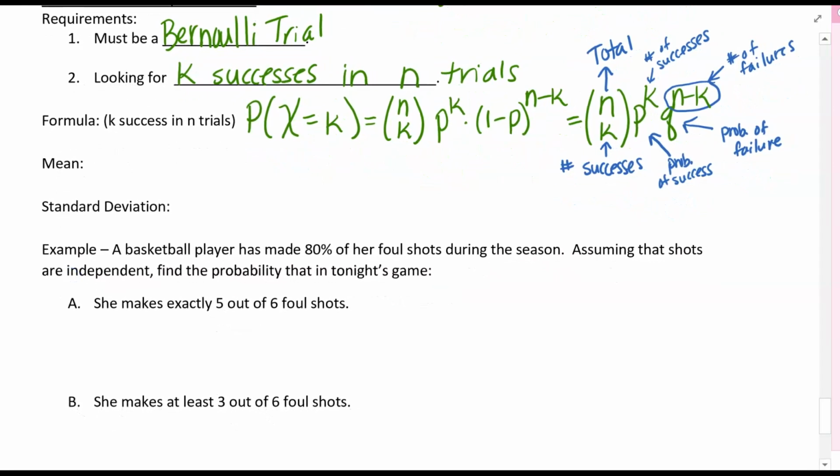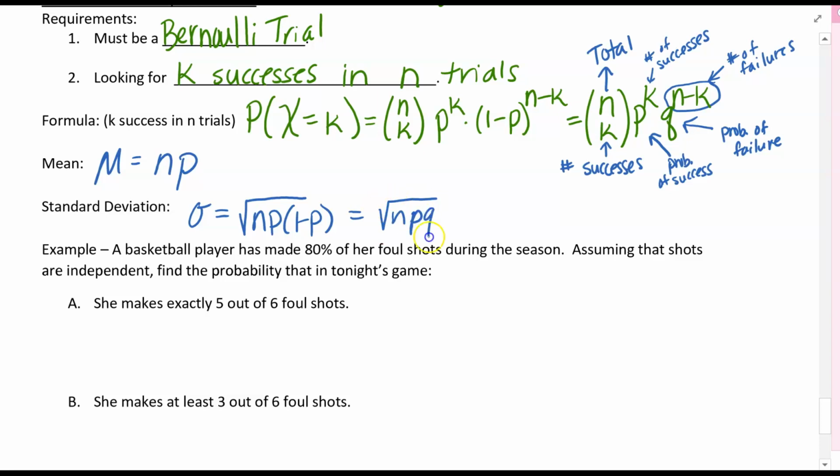Okay, so the formula for the mean is the mu for the binomial is N times P. The geometric is 1 over P, but for binomial, you take the N times the P. And standard deviation is the square root of, on the AP exam formula sheet, it shows up as N times P times 1 minus P. But again, 1 minus P is just Q. So this is N times P times Q.